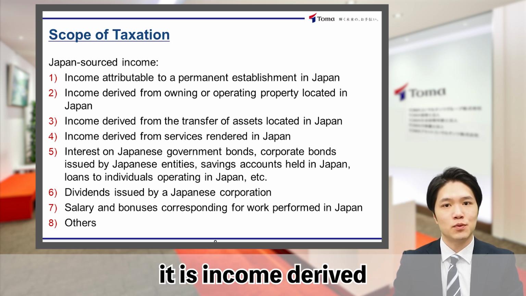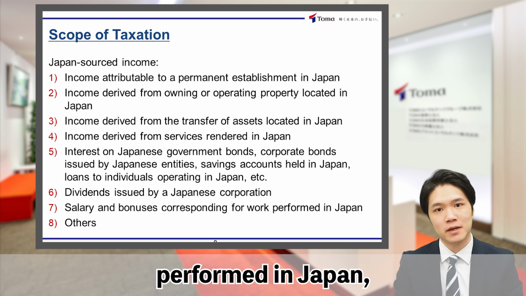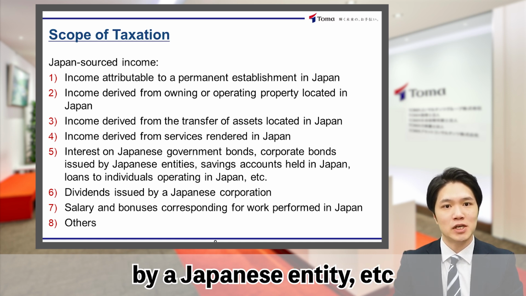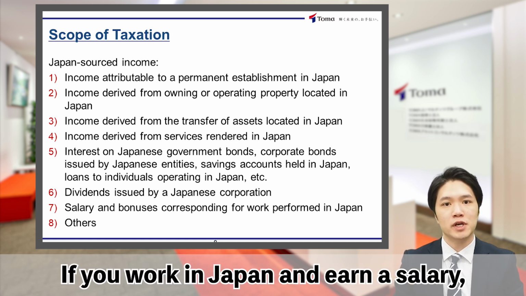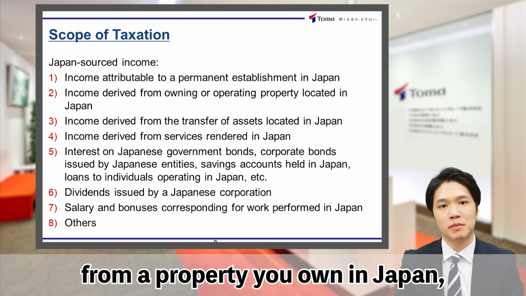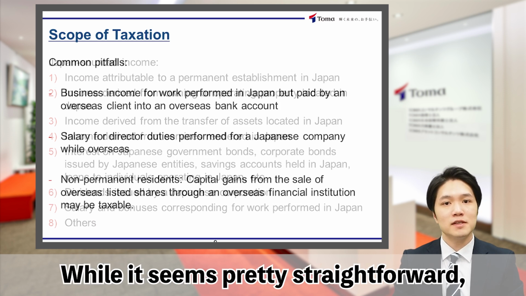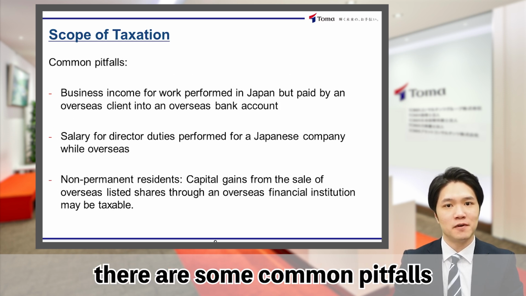Essentially, it is income derived from property located in Japan, income derived from work performed in Japan, dividends or interests issued by a Japanese entity, etc. If you work in Japan and earn a salary, if you get rental income from a property you own in Japan, these will all likely be deemed as Japan-sourced income. While it seems pretty straightforward, there are some common pitfalls to watch out for.